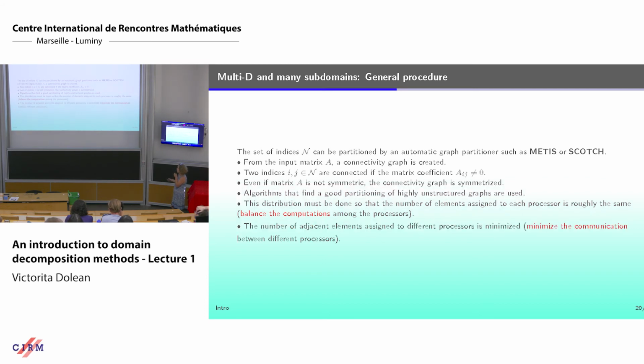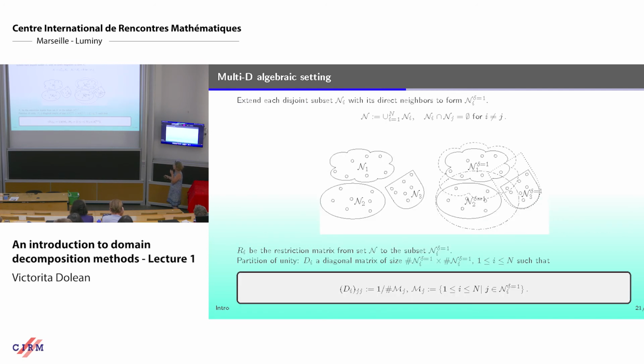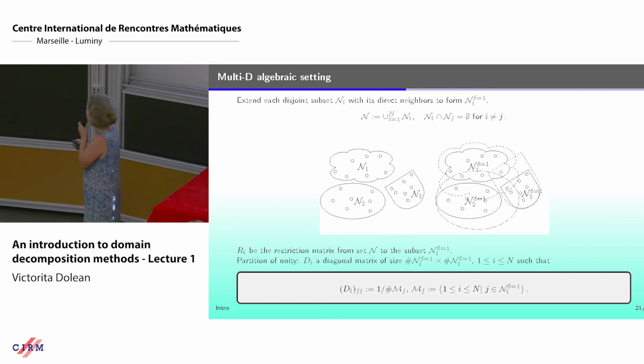And they will also try to minimize the size of the overlapping region. That means they minimize the communication between different processors. So now let's have a look. You have two different kinds of partitions, and it depends on whether you use, for example, finite differences or finite elements. These are two different kinds of methods.